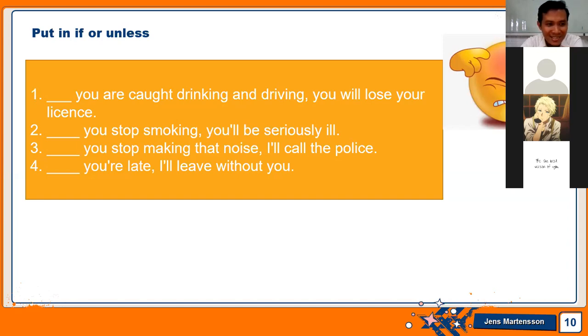Unless, sir. So what is the answer? Unless, that's right. Unless is if you don't stop smoking. Unless you stop smoking, you will be seriously ill. Number two is unless.